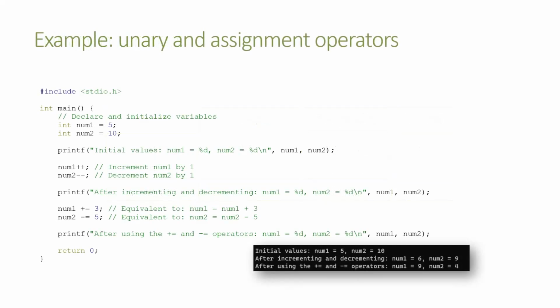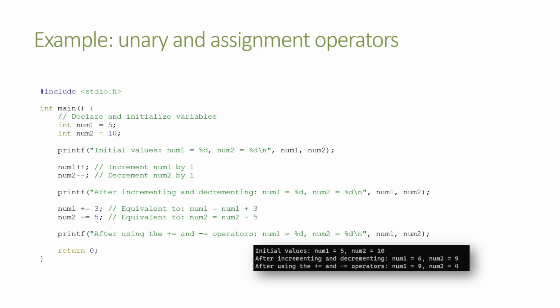This C code demonstrates the use of basic arithmetic and assignment operators on integer variables. The main function, which is the entry point of the program, starts by declaring and initializing 2 integer variables, num1 and num2, with values 5 and 10, respectively. These initial values are then printed to the console.